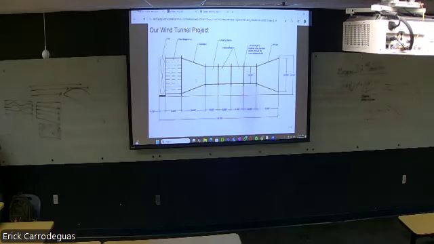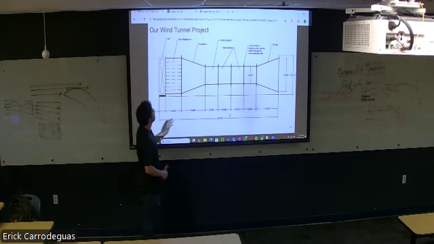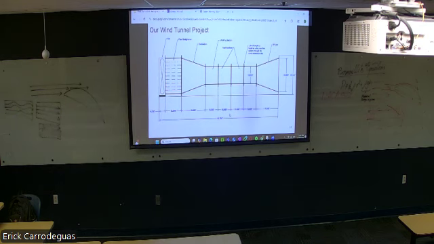And then this is our wind tunnel. This is what I have planned. This is what I was given from the Wall of Wind people. This is basically how they work. Let me lift it up one more time.